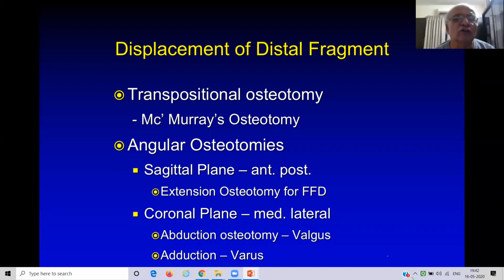Second is angular osteotomy, whether you are going to do it in the sagittal plane, coronal, or whether it is triplane. What about the sagittal plane? That is anterior posterior. Whenever there is a flexion deformity, we will do an extension osteotomy. Second is coronal, that is mediolateral, whether you are going to do an abduction osteotomy or an adduction osteotomy. Abduction osteotomy is usually a valgus osteotomy and adduction osteotomy is a varus osteotomy. So that is according to transposition and according to angular osteotomies.